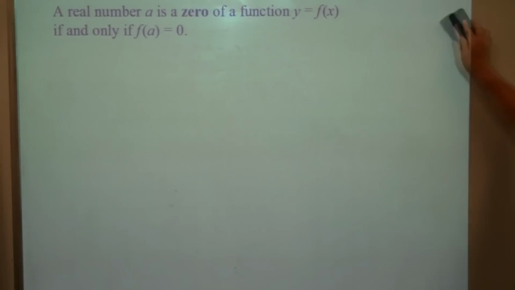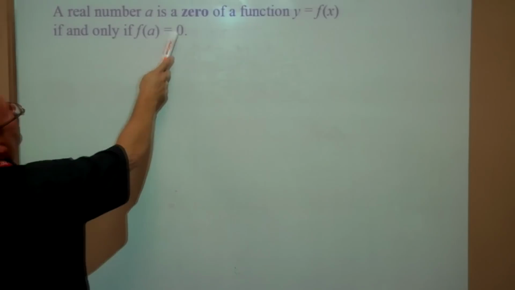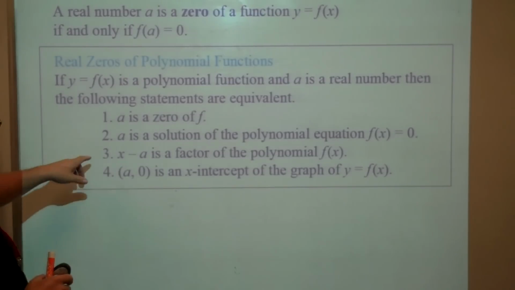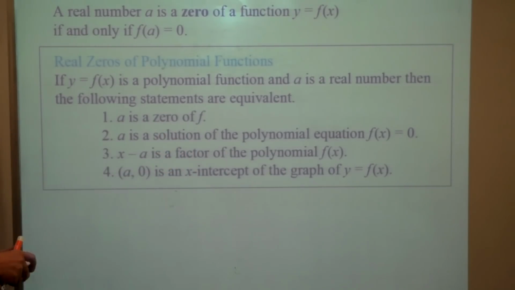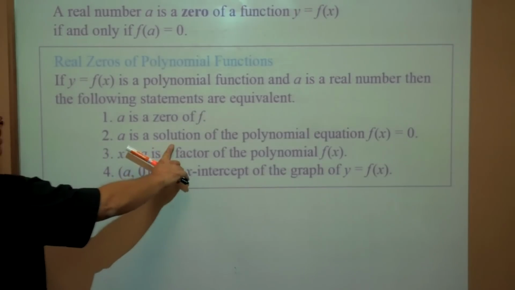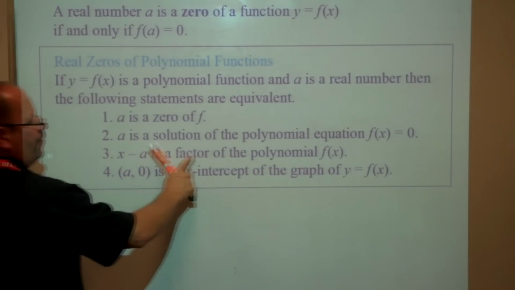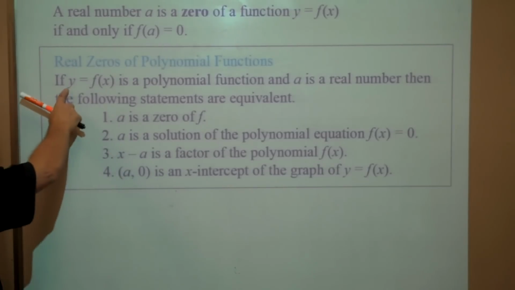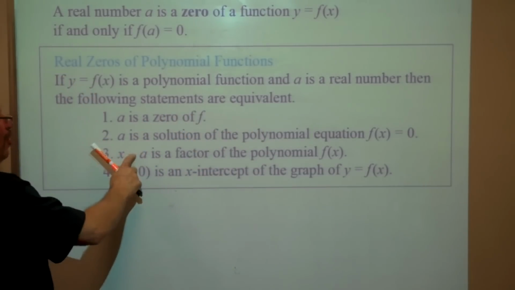Okay, a real number a is a zero of a function if y equals f of x if and only if f of a equals 0. It's a zero. We've used terms interchangeably: a factor, an x-intercept, a solution, a zero. I've been over this in class with you. Okay, the zero. A is a solution of the polynomial. X minus a is a factor of the polynomial. A comma 0 is an x-intercept. These are all equivalent statements. They all mean the same thing.